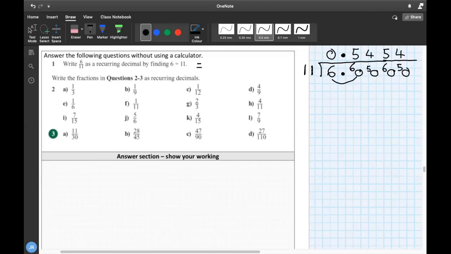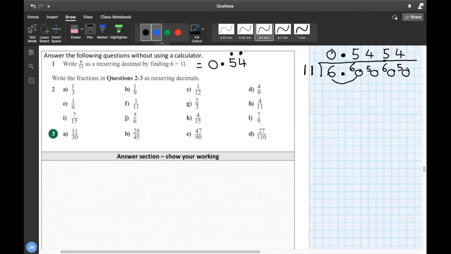So the answer to this is 0.54, and that will keep going on forever. They are the recurring digits. Because the 5 and the 4 are both recurring, you will need your recurring point above both of these, the 5 and the 4.